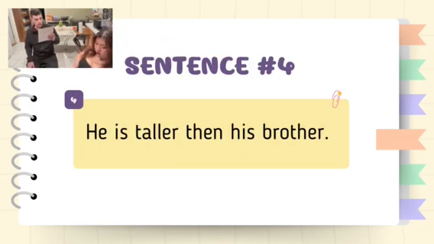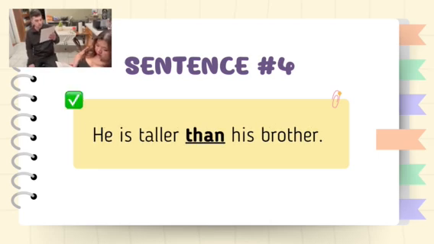He is taller then, T-H-E-N, his brother. Remember to discuss with your group mates. Time's up. Group 4, what's your answer? He is taller than his brother. T-H-A-N. What did you change in your sentence? We changed then with than to show comparison. That's right. You have a sharp eye. Did all groups see that? Than and then are commonly interchanged when used in sentences, so make sure that you're careful when using those words.